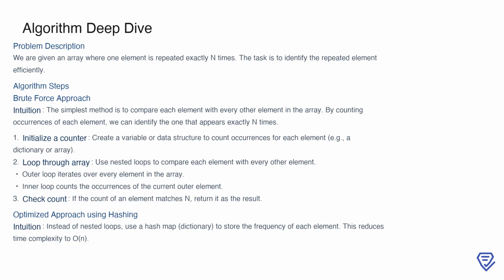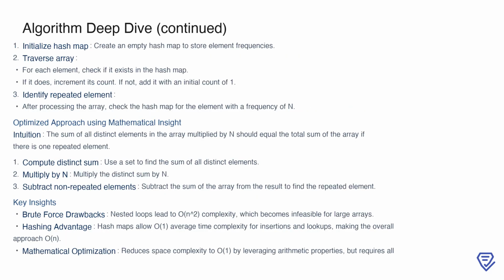By using a hash map to store the frequency of each element, we can significantly reduce the time complexity to O(n). Let's explore this next. To implement the optimized hashing approach, we start by initializing an empty hash map to store the frequencies of elements. As we traverse the array, we check each element against the hash map. If the element already exists in the map, we increment its count. If it doesn't, we add it to the map with an initial count of 1. After processing the array, the element with a frequency of n can be identified directly from the hash map. This method ensures we only pass through the array once, achieving O(n) time complexity.